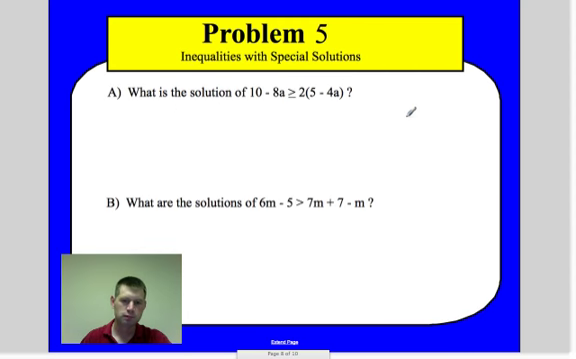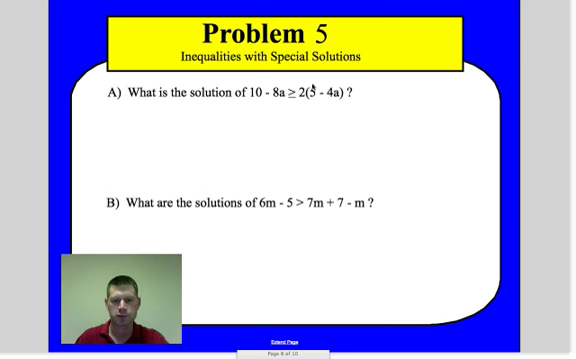Okay, so let's look at some of these problems. These are special solutions that we have. Now we've seen these with equals as well, but these are a little bit different, so you have to really pay attention, not just write down stuff that you're not quite sure on. Okay, so the first thing I notice is I've got variables on both sides, so I'm going to have to get those to one side.